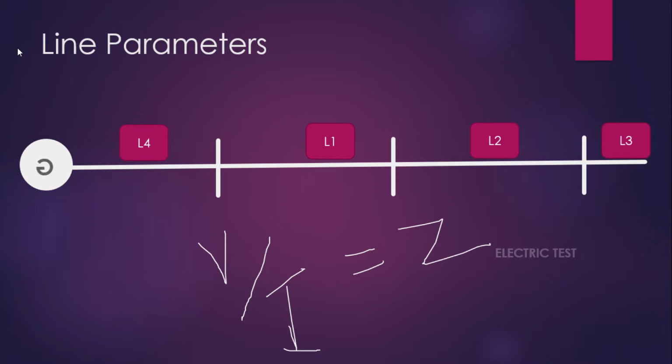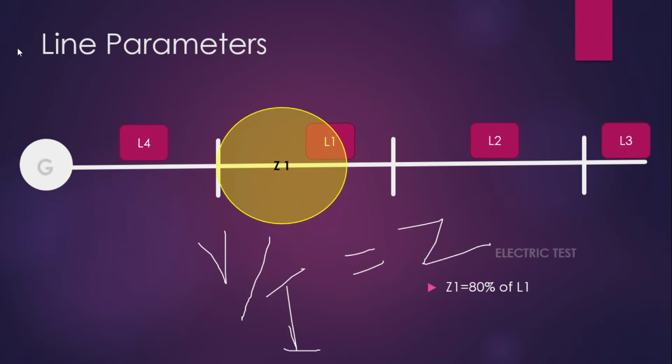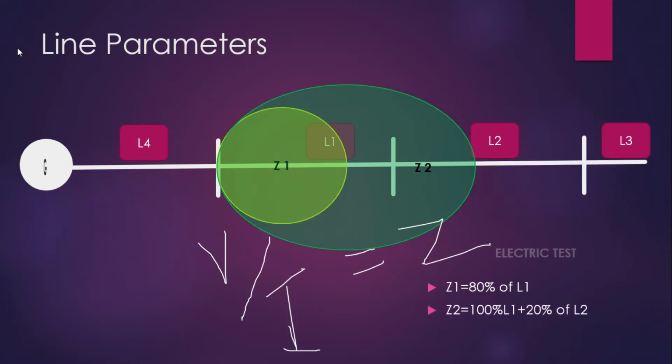Let us consider line 1 with the zone 1 protection set to 80% of line 1. Why are we choosing line 1 zone 1 protection within the range 70 to 90% of the line? Theoretically it is 100% of line 1, but in practice we cannot choose 100% because the impedance values can change according to weather conditions and CTVT errors.